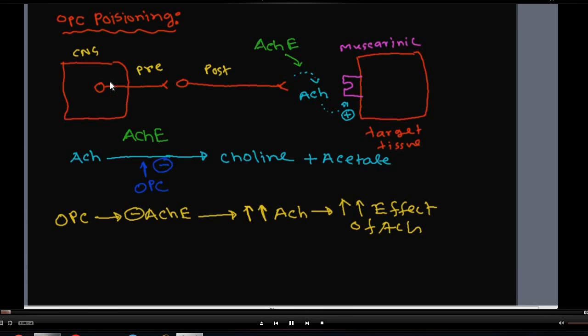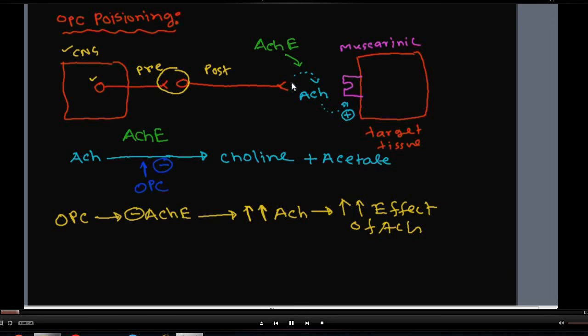So guys, today we'll discuss OPC poisoning. This is the central nervous system, right? And this represents the preganglionic neuron, and the preganglionic neuron synapses with the postganglionic neuron, and this yellow box represents the ganglion. The neuron before the ganglion is called the preganglionic neuron, and it is logical that the neuron after the ganglion is called the postganglionic neuron.